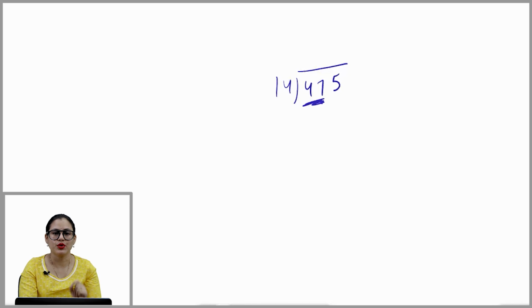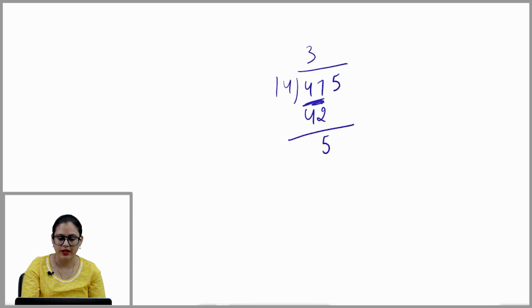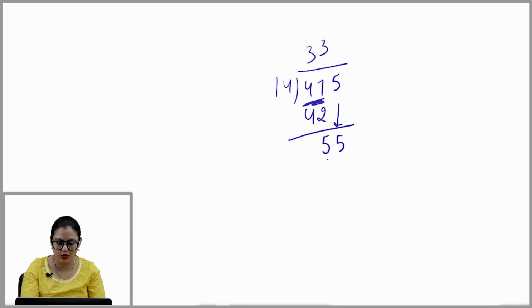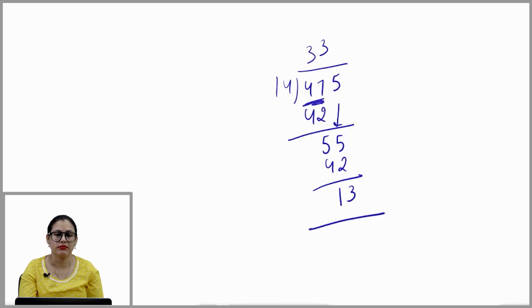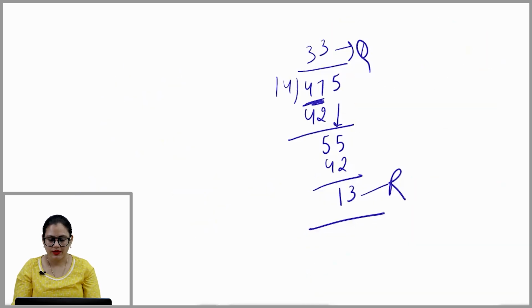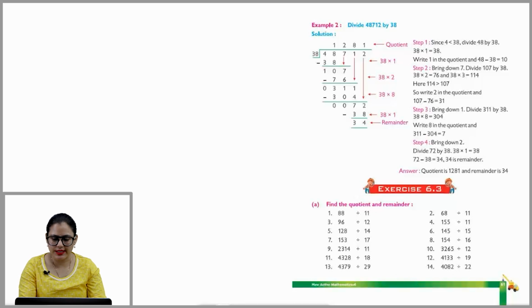14 into 3 is equal to 42. Subtract, we get 5. Then we'll bring down 5 ones. We now have 55 ones. Divide by 14. 14 into 3 is 42. So write 3 in the quotient and 42 below 55 and subtract, then 13. This is the remainder and 33 is the quotient, as you can see here. Similarly, you will do this example also.